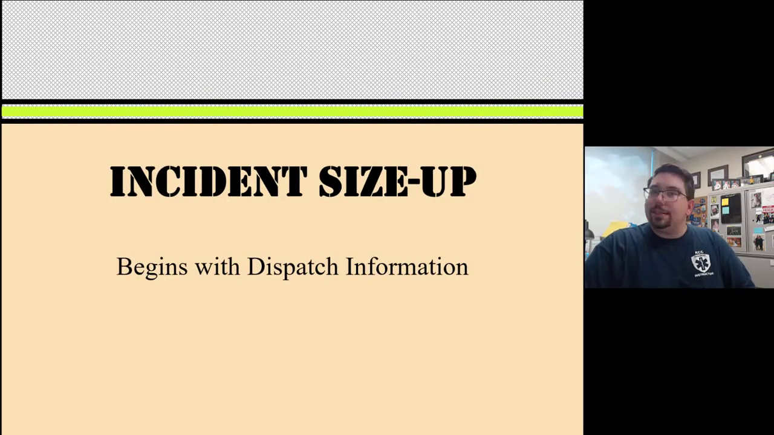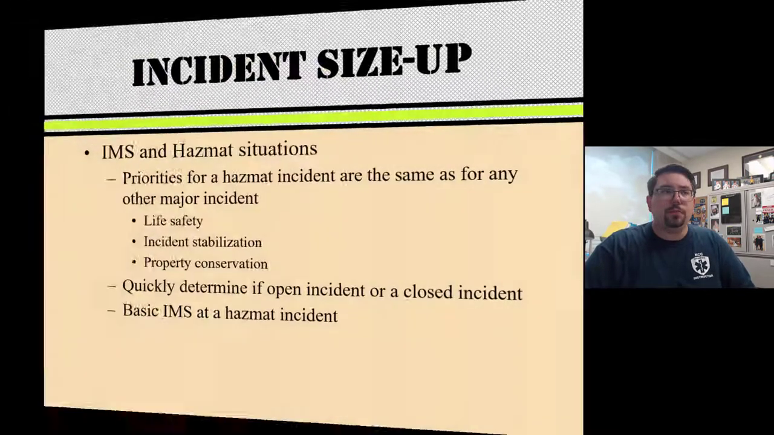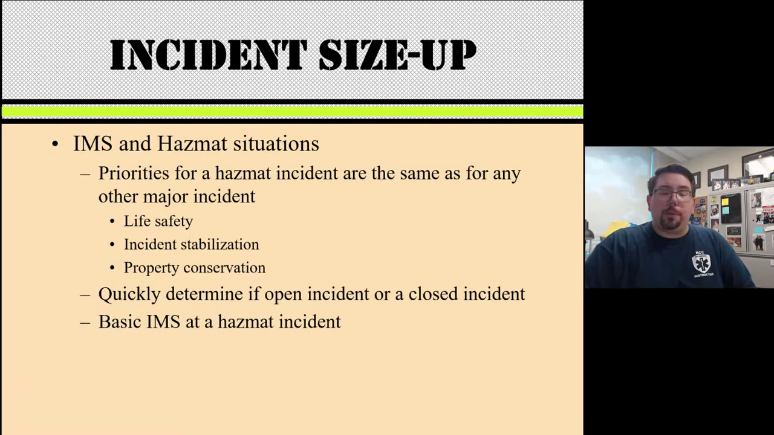Now, when we think about your incident size up to a hazardous material scene or response, your process for evaluating the scene really begins prior to your arrival and begins with your dispatch information. We know that as we arrive at the scene, we're going to activate the incident command system and recognize the hazardous situation. The priorities for a hazmat incident are the same as for any other major incident: life safety, incident stabilization, and then property conservation.